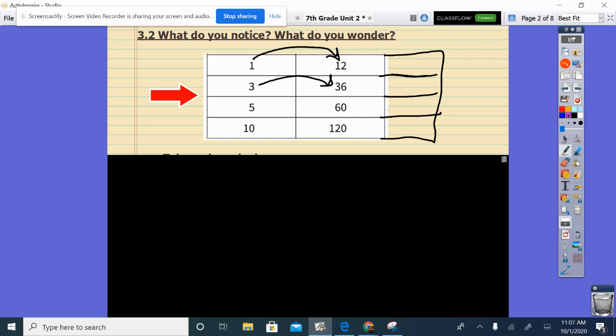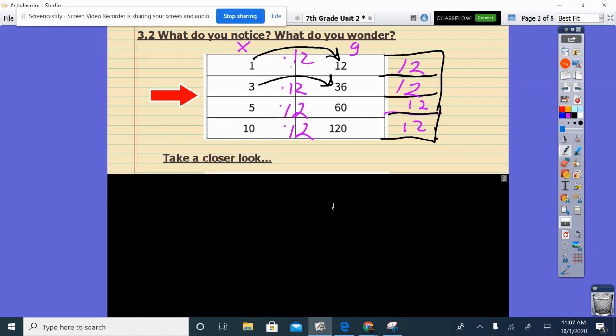So then I start to think, what number times 1 gets me to 12? Well, of course, that's 12. And then 3 times 12 is 36. And 5 times 12 is 60. And 10 times 12 is 120. Whoops, I didn't do that right. So each of these numbers in this column, and I'm going to call this column X and this column Y, every X is multiplied by 12.